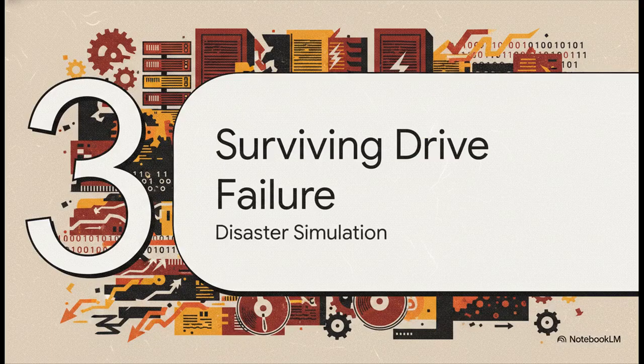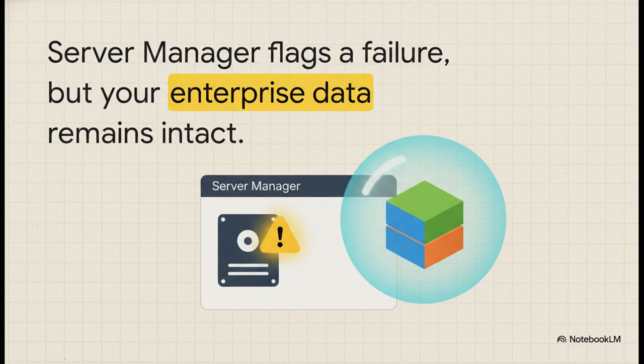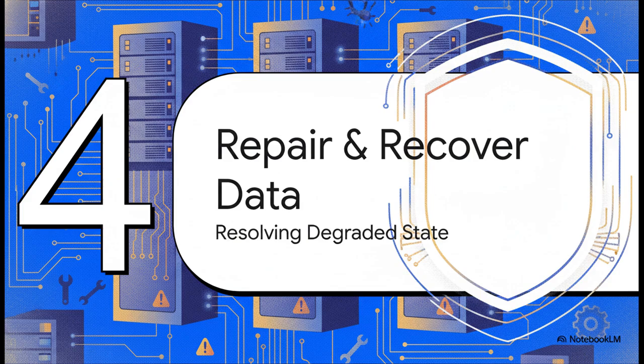Section 3, Surviving a Drive Failure. Let's pivot a bit and run through a day-in-the-life disaster simulation to raise the stakes. You open up Server Manager and boom, there it is, a yellow caution symbol right next to your virtual disk. But here is the strategic reassurance. Your enterprise data remains completely intact. While the server flags a degraded health status and warns you of the failure, that dual parity configuration we set up earlier immediately steps in, keeping your entire operation running completely seamlessly for your end users. No panic required.